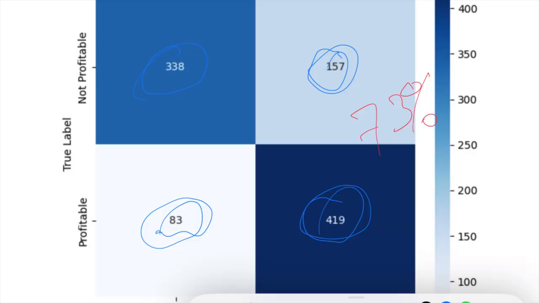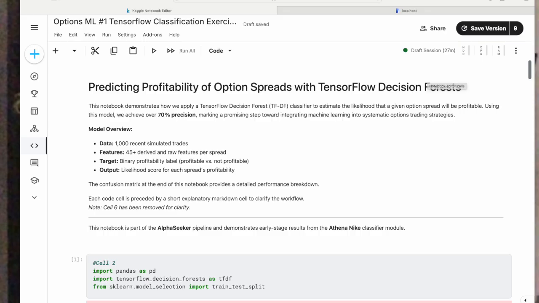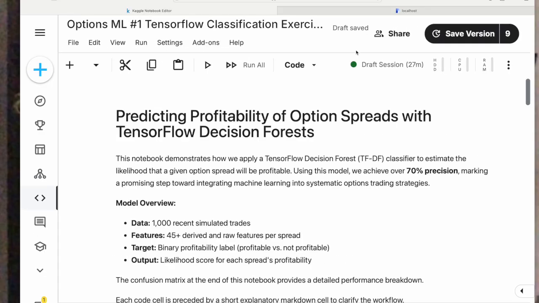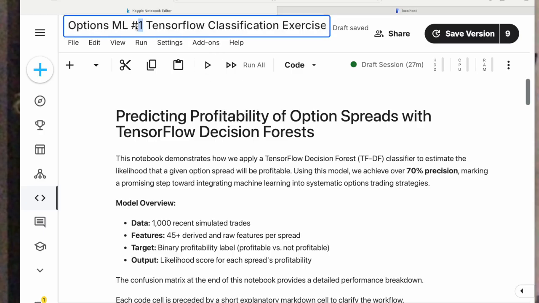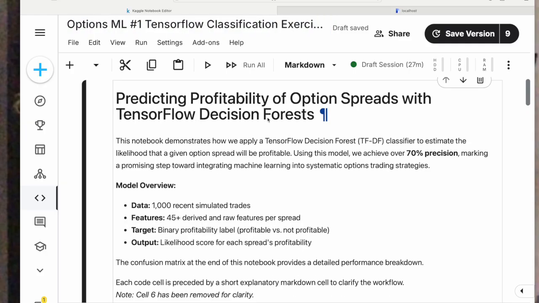And you don't just have to take my word for it. We're going to go take a look at the model right now. At the end of this presentation, I will give you a slide so that you can find this on Kaggle, the data science machine learning website. This notebook is called Options ML Number 1 TensorFlow Classification Exercise. Predicting Profitability of Option Spread with TensorFlow Decision Forest.